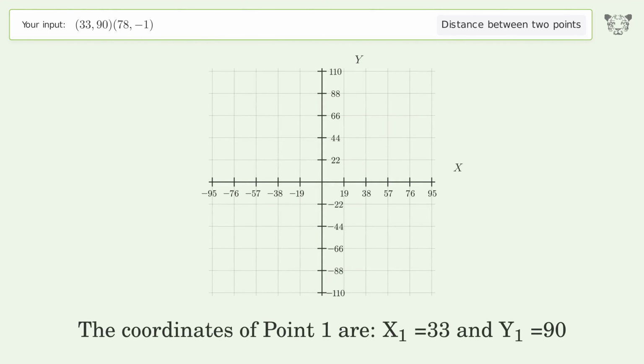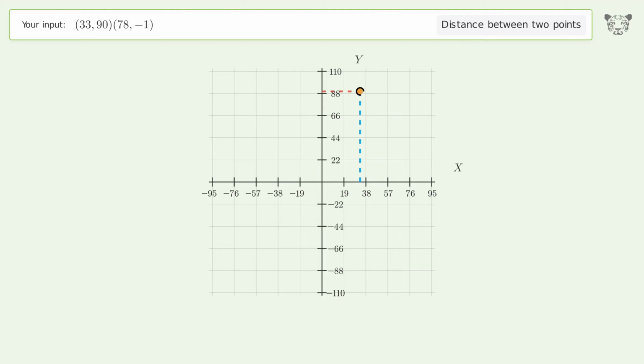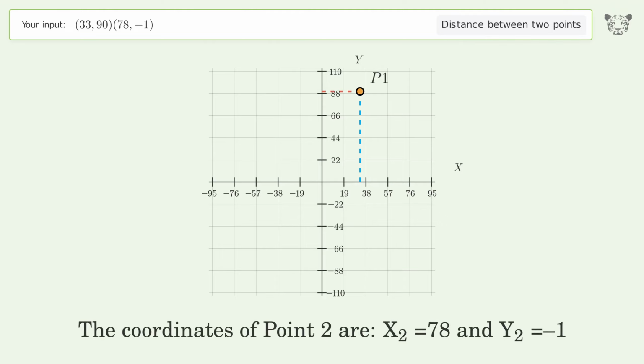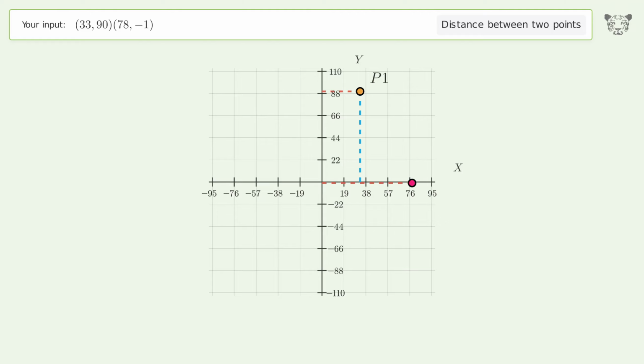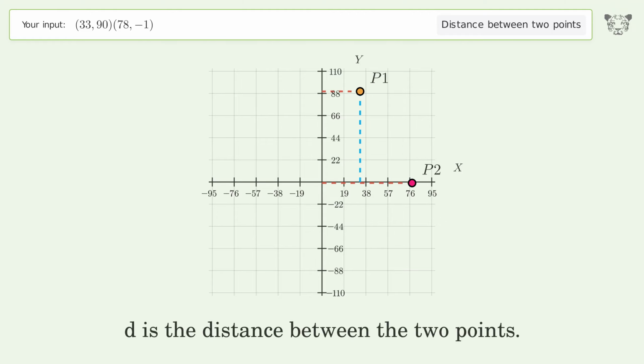The coordinates of point 1 are, x1 equals 33 and y1 equals 90. The coordinates of point 2 are, x2 equals 78 and y2 equals -1. D is the distance between the 2 points.